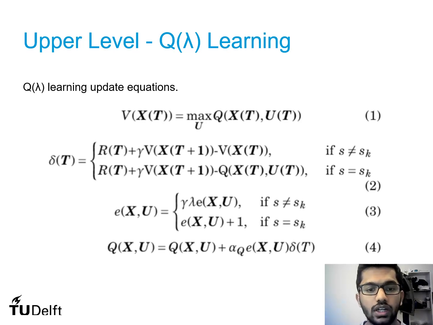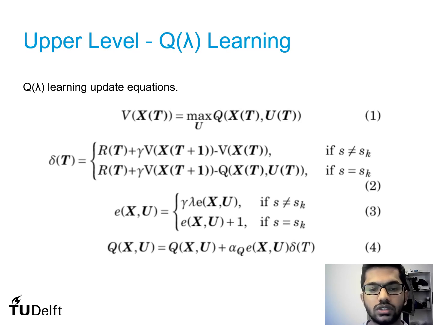The second one is the prediction error. The prediction error is used to improve the prediction accuracy for the future rewards. So there are two equations in the prediction error. One is for the current state, that is S is equal to Sk, and the other one is for the remaining states. The R of t in the prediction error denotes the rewards obtained at time t, and gamma is nothing but the discount factor.